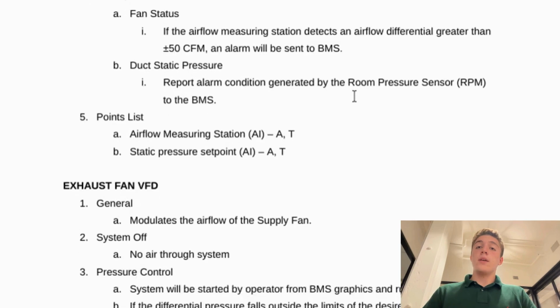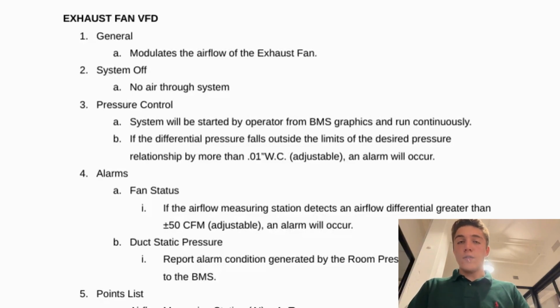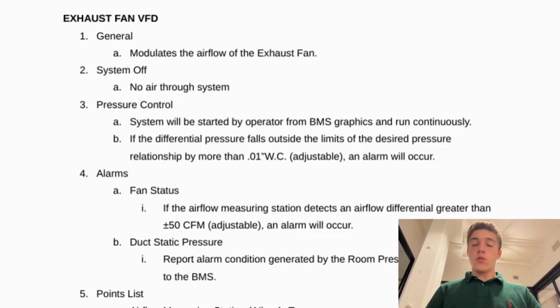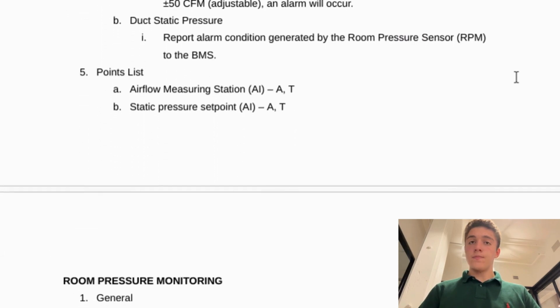The points list will be airflow measuring station and the static pressure set point, which are both AIs, linked to alarms and histories. Next, we have the exhaust fan VFD, which works very similarly to the supply fan VFD, except it just works for the exhaust fan. I'm going to scroll through this one because it's very similar with all the same measurements.